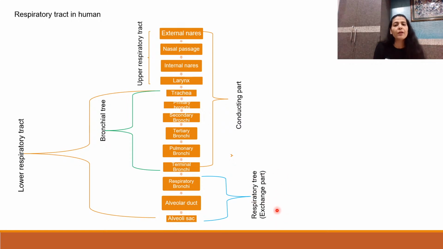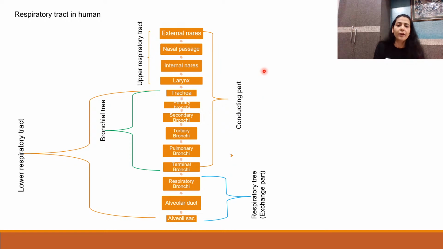They are also known as the exchange part. Why? Because actual exchange takes place over here. This part is just the bronchial part, and the entire part is known as lower respiratory tract.